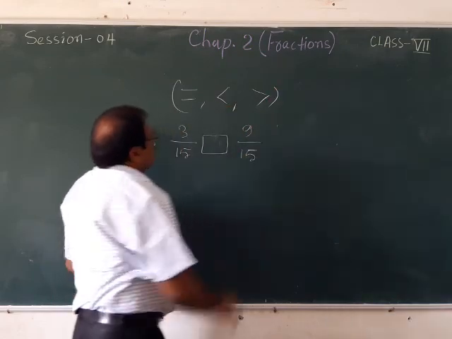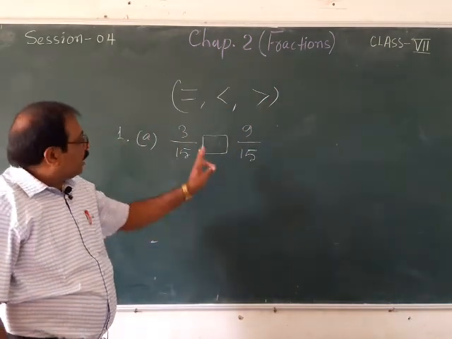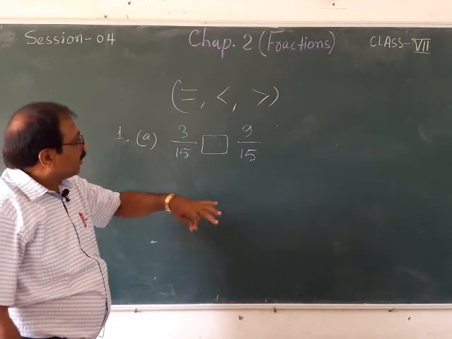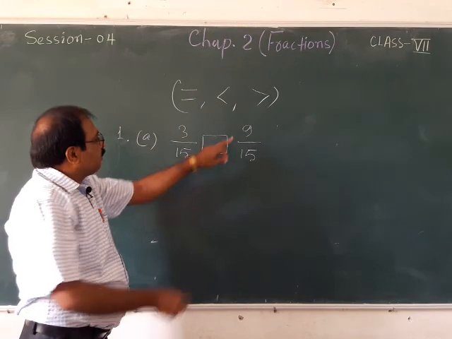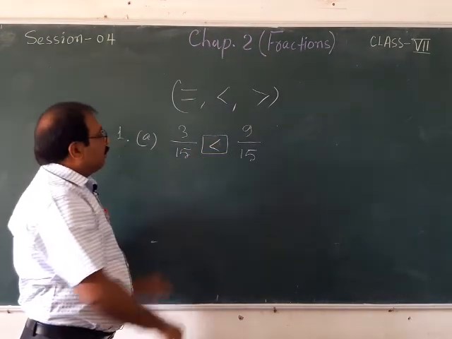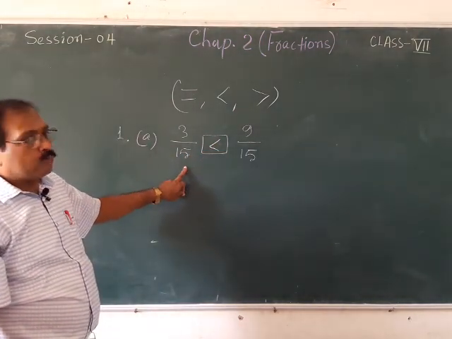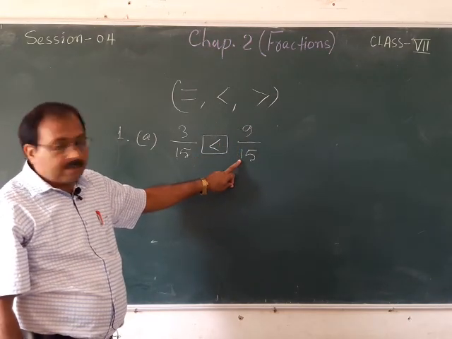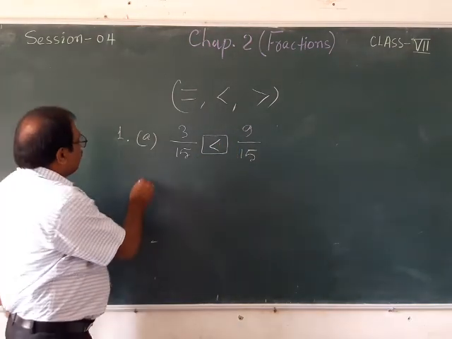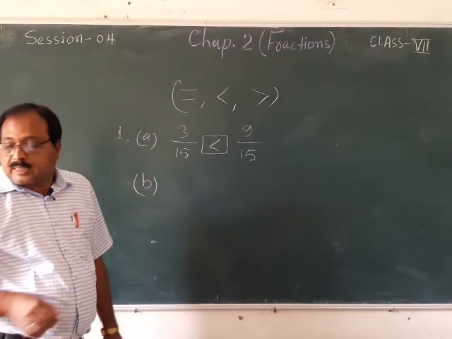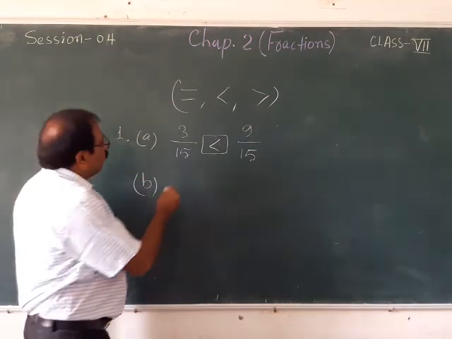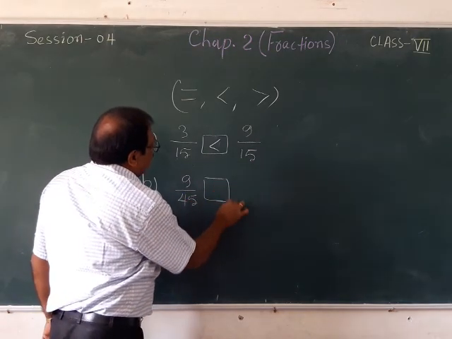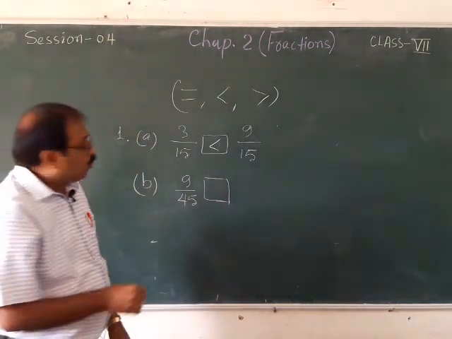Can you guess which sign is correct here? Which sign will you fill in? Which fraction is bigger? You can see that 9 upon 15 is bigger than 3 upon 15. So you can say that 9 upon 15 is the greater number here. Like this, if I go to B, it is 9 upon 45, and the other fraction is 1 upon 5.